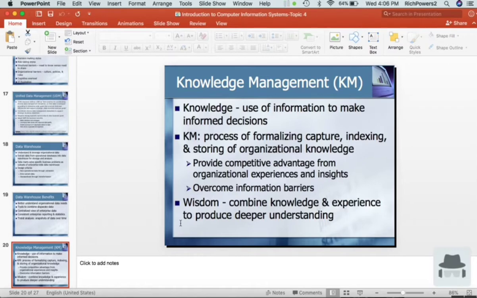We talk about knowledge management. Knowledge management has been around a couple of years now. It's actually a big area. The formal definition is the ability to actually use information to make informed decisions. Formalizing the capture, indexing. So there's applications that are specifically designed to do this. The idea is organizations are really trying to develop a competitive advantage using this and trying to extract information from experiences, from an organizational perspective, from the people's experiences.